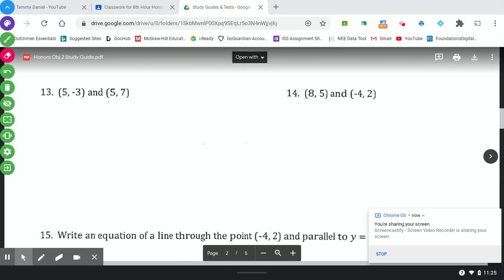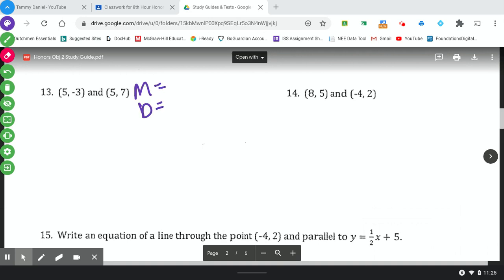All right, so the next one is exactly like the last two that I just did. We're going to have to find out what m and b both are. To find m, we use y2 minus y1 over x2 minus x1. So it's going to be 7 minus negative 3 divided by 5 minus 5. Ooh, so what happens here? We end up with a 10 over 0, but when it's zero on the bottom, it is undefined, right?